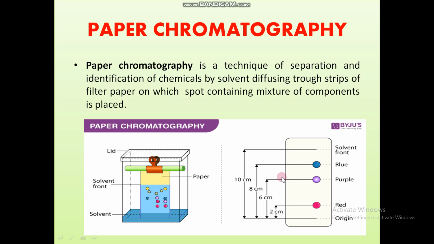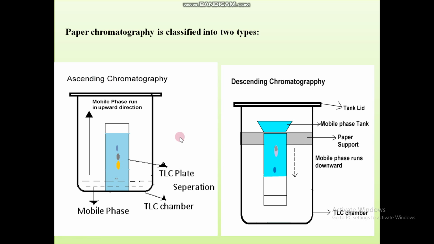In paper chromatography, depending upon whether the solvent moves upward or downward, it is classified into two types: ascending chromatography and descending chromatography. If the mobile phase moves in an upward direction, that is ascending chromatography. If the mobile phase moves in a downward direction, that is descending chromatography. These are the classifications of paper chromatography, otherwise the procedure is the same.